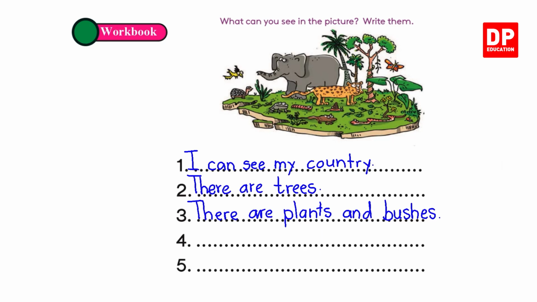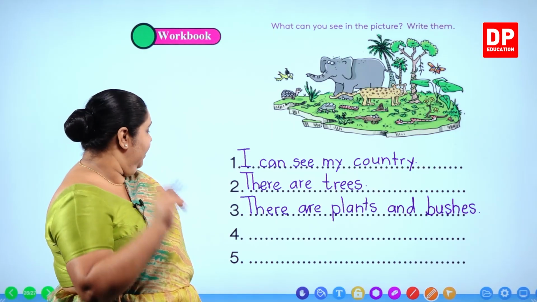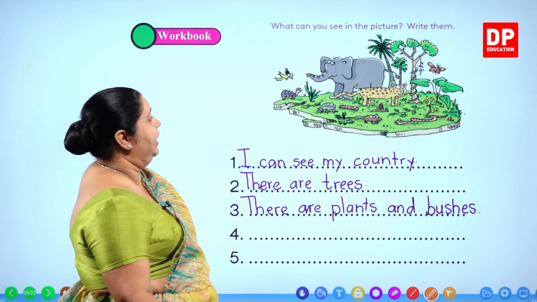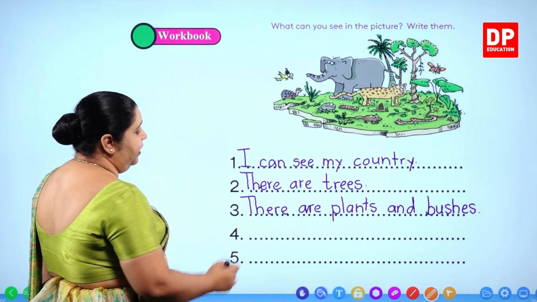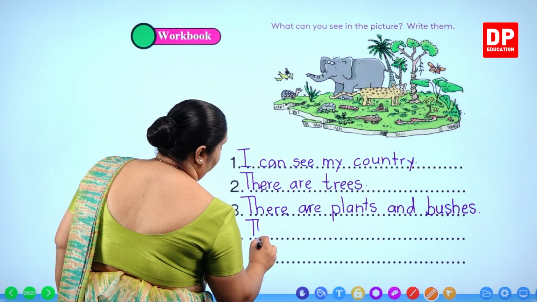There are plants and bushes. Then the fourth line we can say there is an elephant.